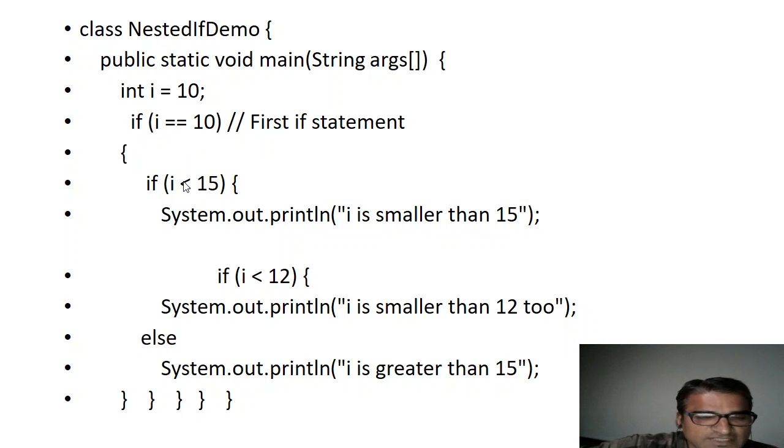Here I am using a second if statement within the block of the first. Here I am using i less than 15. What is the i value? 10. So it will give i is smaller than 15. Why? Because 10 is smaller than 15. Yes or no? 10 is lesser than 15. So this statement will be executed. Once again, I am using another if, i is less than 12. Once again, 10 is less than 12. Yes or no? Yes. So once again, I will get i is smaller than 12 too.